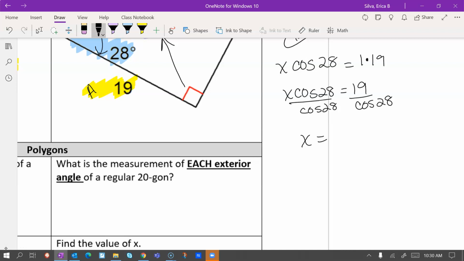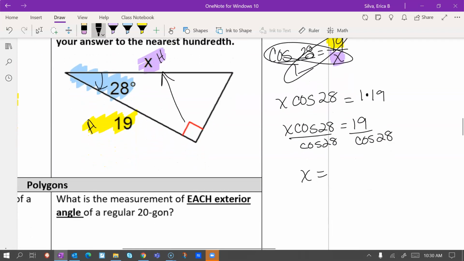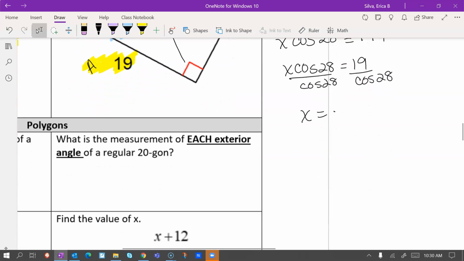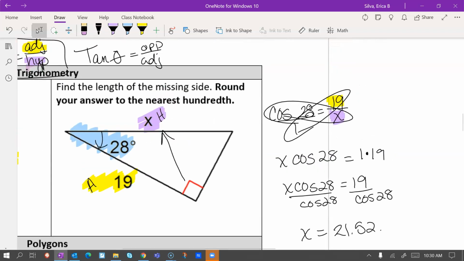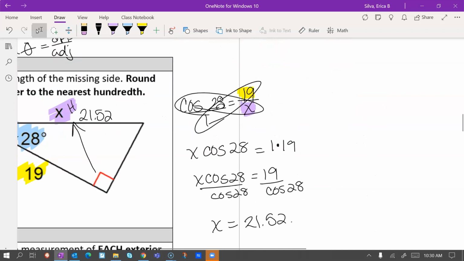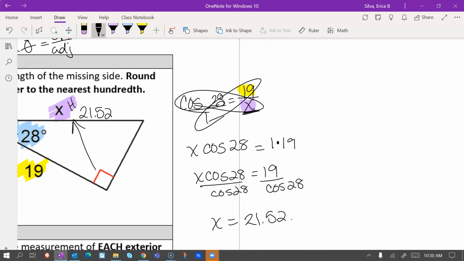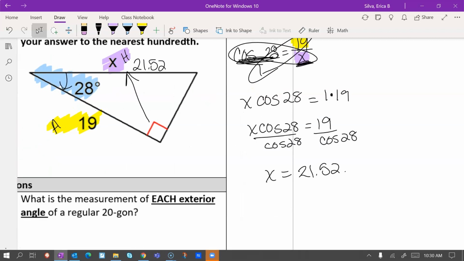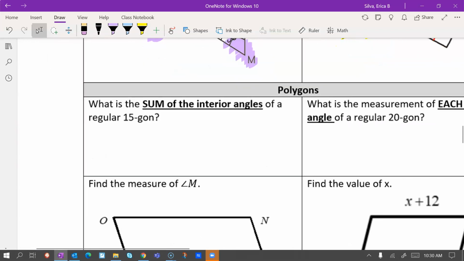And x is equal to 21.52, which means that the length of the hypotenuse is 21.52. Now, if you notice, if your denominator is x, all you have to do is switch your x and your cosine to get the equation to solve for x. Okay, let's go to the next one.